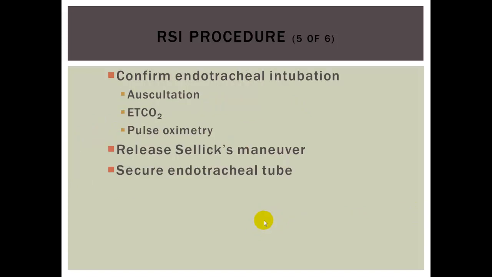Confirm endotracheal tube placement. We're going to do this by auscultation, listening with a stethoscope, end-tidal CO2, colorimetric device and/or capnographic waveform, and pulse oximetry. Release the Sellick maneuver at this time and secure the endotracheal tube.